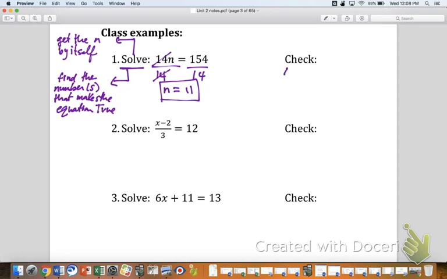So you would say 14 times 11 is equal to 154. You evaluate this and see if it really is true. You do a little work off to the side, do some multiplying, whatever it is, and you find out that, yes, 154 really does equal 154. It did check out. 14 times 11 is 154. And so you would say that it checks, and you could say confidently that n = 11 is the solution to this equation. Make sense?